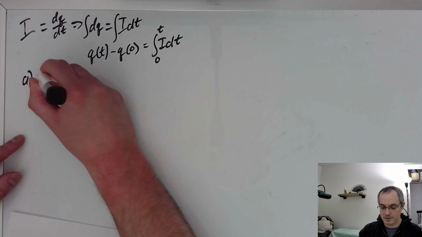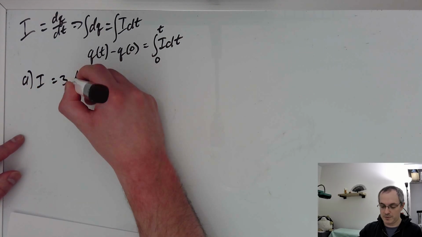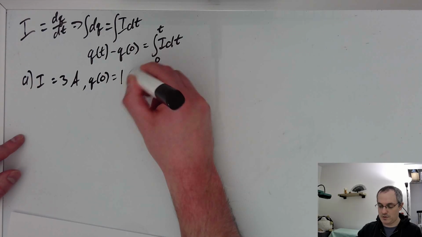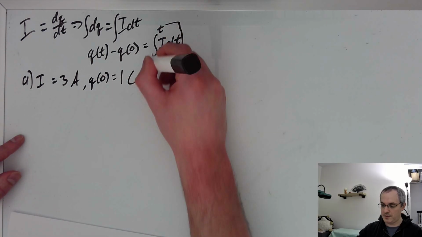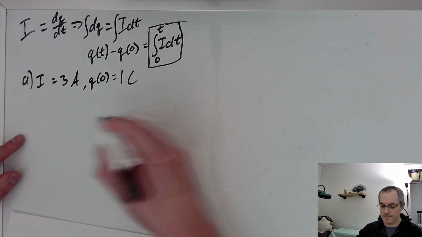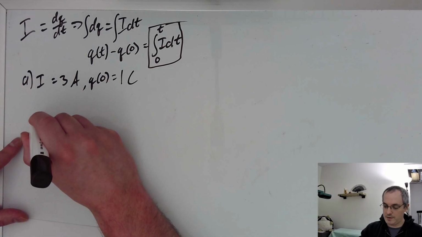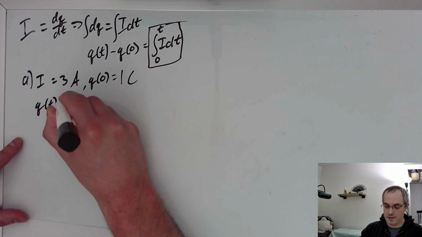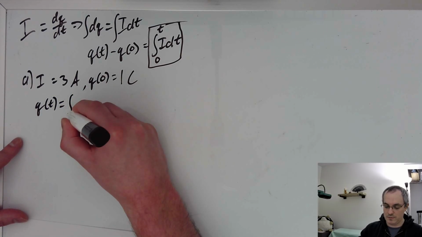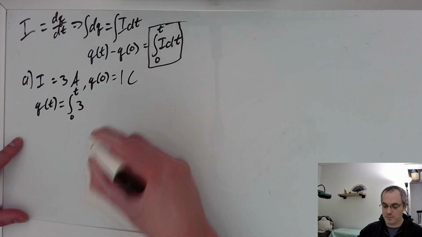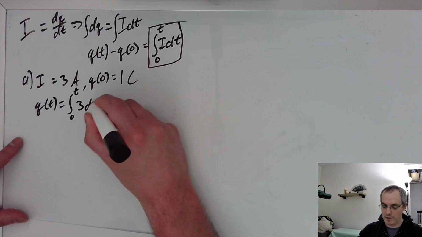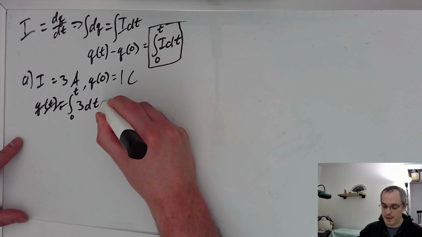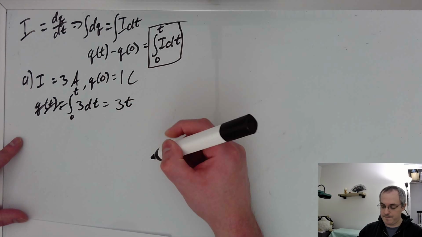So for this one, I is equal to 3 amps, and we're told that Q of 0 is equal to 1 coulomb. So we'll basically have to solve for that, and we will get that Q at t is equal to the integral from 0 to t of 3 dt. I'm going to forget the units, they'll just kind of get in our way. Let's do that later. Let's just do the integral first. And that's going to be 3t.